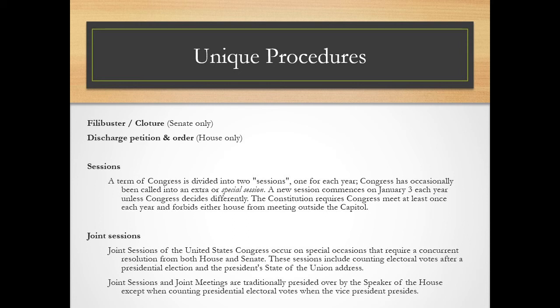And you may have heard the term filibuster. You may have heard the term cloture. Less likely to hear the term cloture. A filibuster is when a senator is able to get up and single-handedly stop a piece of legislation in its tracks by talking it to death. So here's the idea: if you can get the floor, you can talk a bill to death.